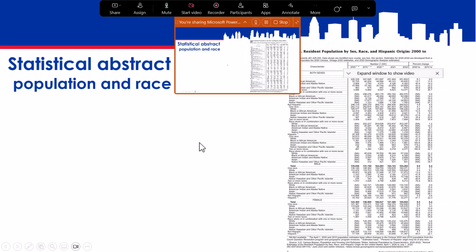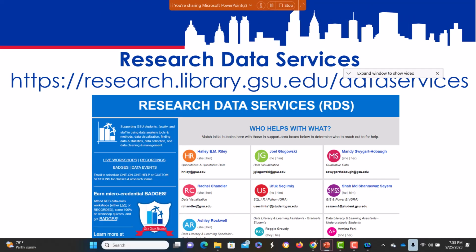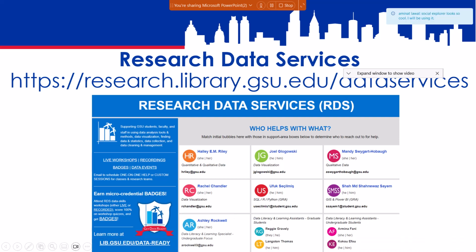Those are the tables we just looked at. If you want more detail about what those databases can do, if you want to know how to find data sets and create your own data, we have a whole team that helps you with that.